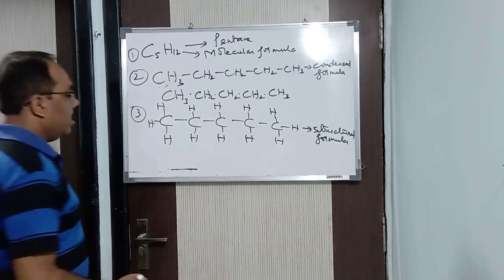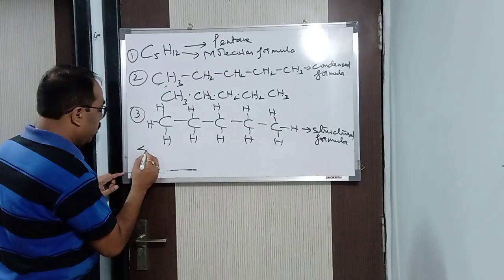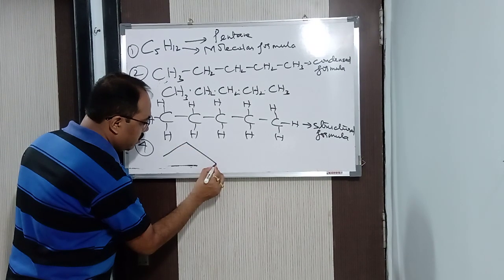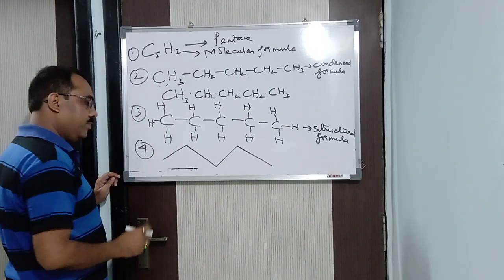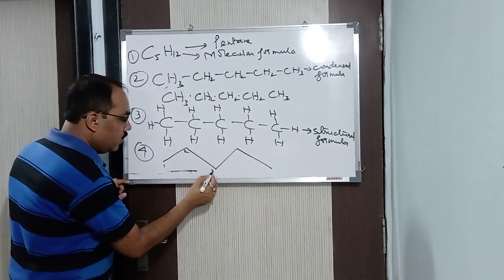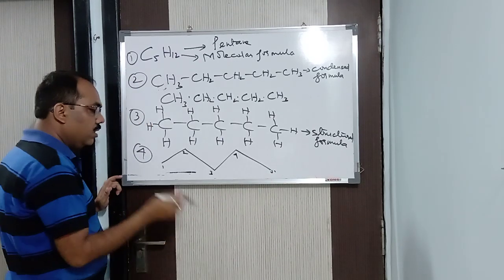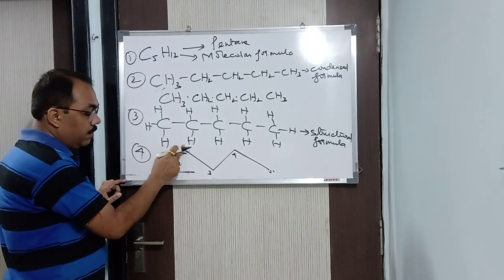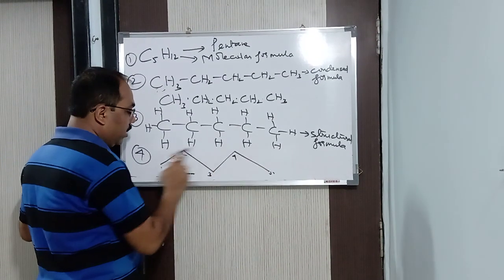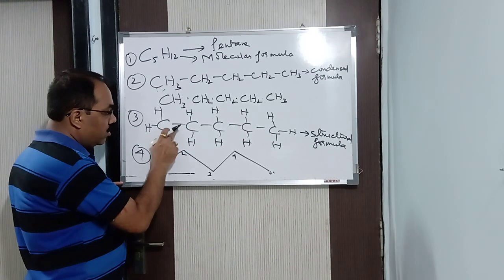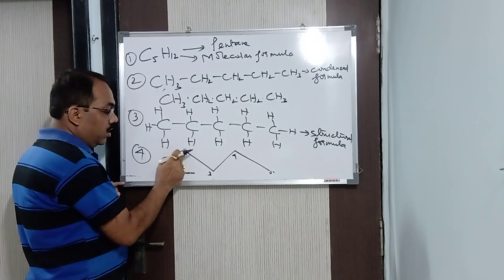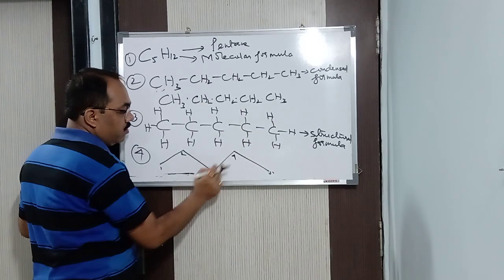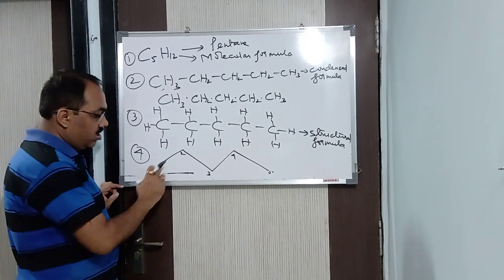Now, after that we have the bond line formula. So the bond line formula is this. This is 1, this is 2, this is 3, this is 4, this is 5. What does it mean? These are the carbon atoms. This is carbon, this is another carbon atom, another carbon, another carbon. So in between carbon and carbon, which bond is there? Single bond. Between the second carbon and the third carbon, which bond? Single bond. So all are single bonds in this way. So this is known as the bond line formula.